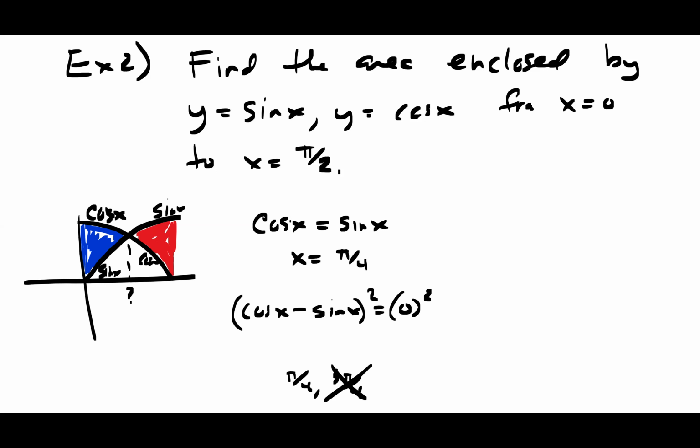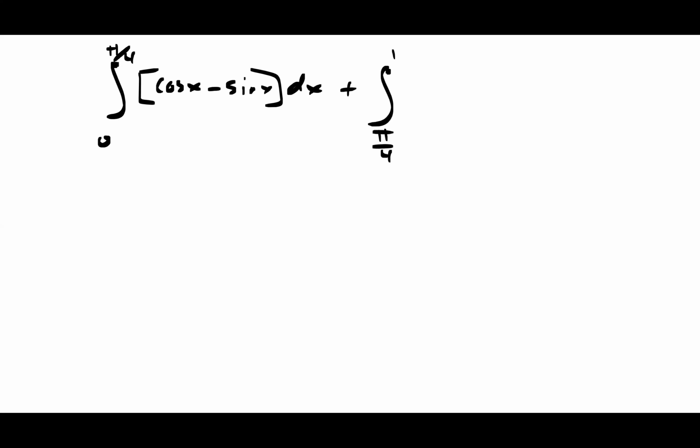Okay, so let's go with the calculus portion again. It is from 0 to pi over 4. The top function is cosine, the bottom function is sine, dx, plus from pi over 4 to pi over 2, the top function is sine minus cosine, dx. It'll go fast, promise.